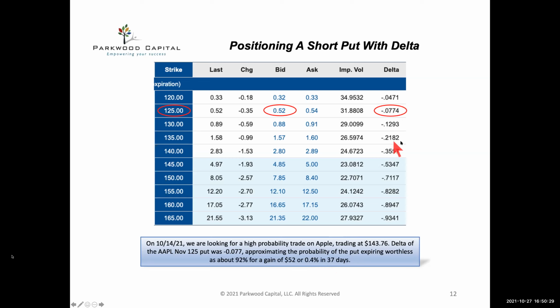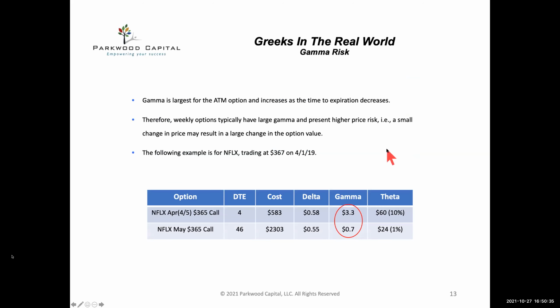And if you felt more aggressive, you might sell the 135 put. Now, what about gamma risk? Where you see gamma being high, it shows you, like in this case, why a monthly option is actually less risky than a weekly option in general.